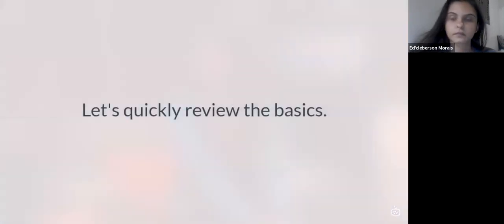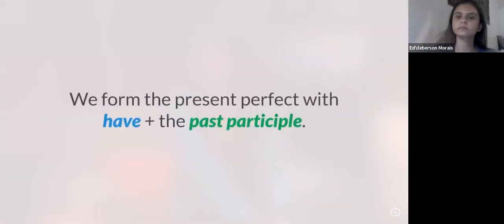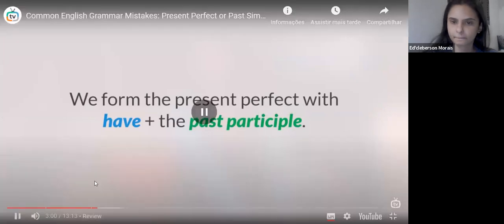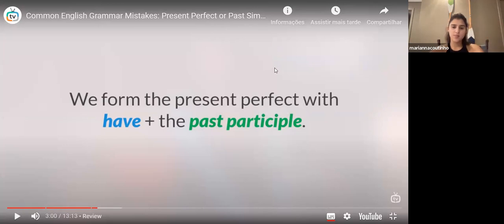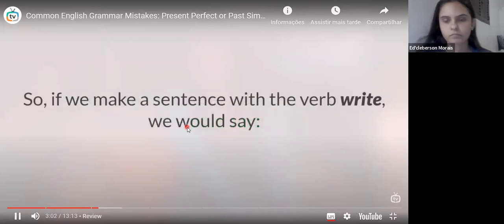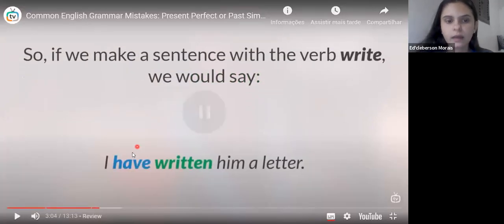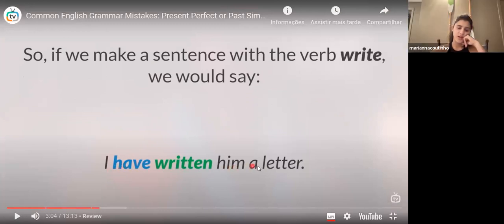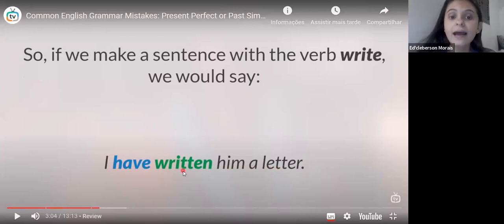Let's quickly review the basics. We form the present perfect with have plus the past participle. Please read for us, Mari. We form the present perfect with have plus the past participle. Very good. So if we make a sentence with the verb write, we would say: I have written him a letter. Very good. I have written him a letter.